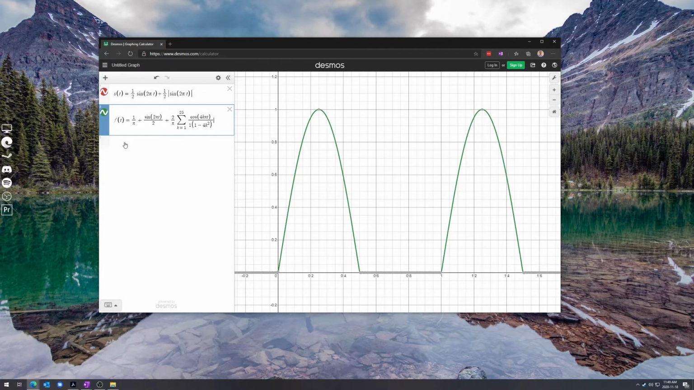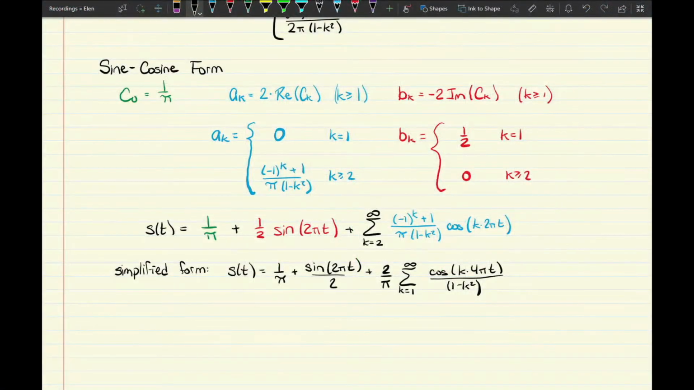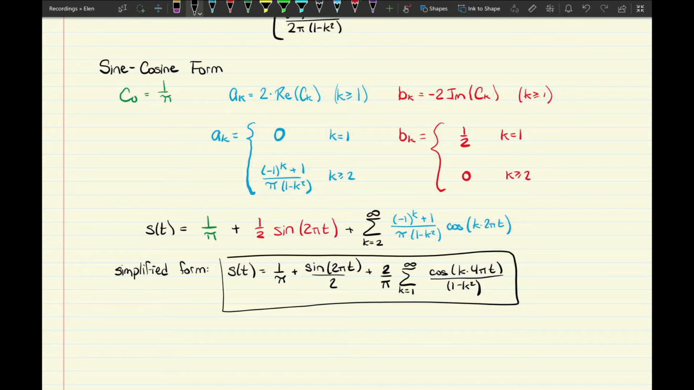And this becomes a much more condensed form of exactly the same thing. Of course, this would actually be a sum from k equals 1 to infinity, but that's a little bit hard for a computer to do. But regardless, this is a much more simplified form of writing our half-wave rectification of a sine wave in terms of just sines and cosines.